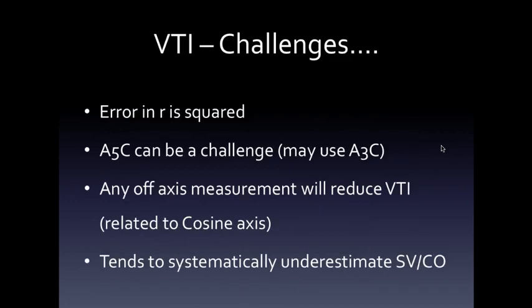So for me, the challenges in using VTI, the obvious one is that if you mismeasure the radius, the error is squared, because it's R squared, area of a circle. Again, like the 4-chamber view, the 5-chamber view can be very difficult to get in the ventilated sick patient. And if you do any off-axis measurement for the peak velocity in particular, you're going to cause an error which is related to the cosine of the axis, just basic simple trigonometry. So, in my own experience, I find that the VTI systematically underestimates the stroke volume, and hence the cardiac output.